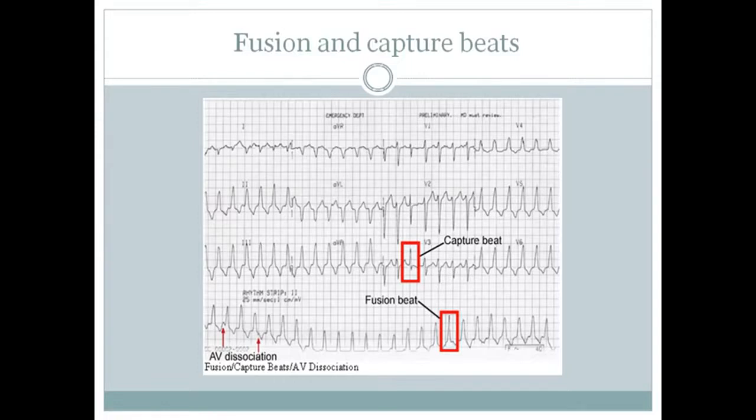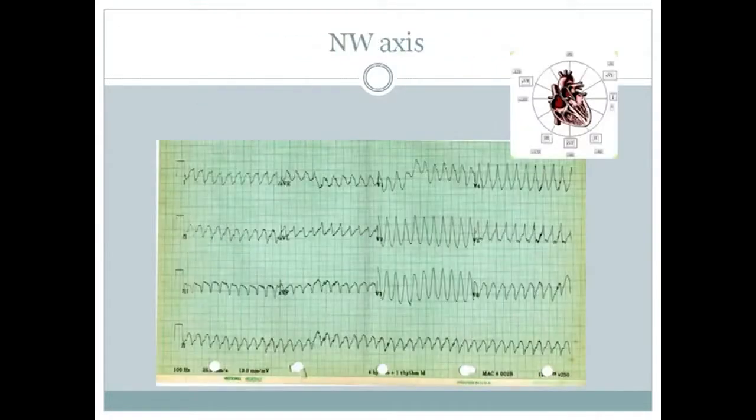And a capture beat is just a sinus beat that was able to go through before the ventricle depolarized it, and you have a normal conduction beat, okay? So if you see a wide complex, boom, and suddenly a narrow one, that's a capture beat, you have VTAC, okay? Most likely.